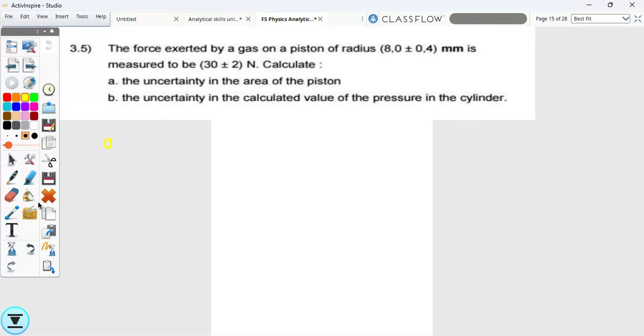So for A, we're going to do the same thing. We're going to say area is equal to pi r squared. It's equal to pi times the radius, which is given to us as 8, squared. And you guys can get that value for me, please.